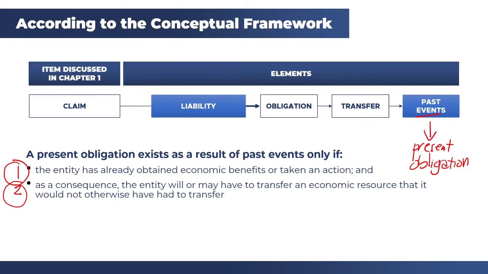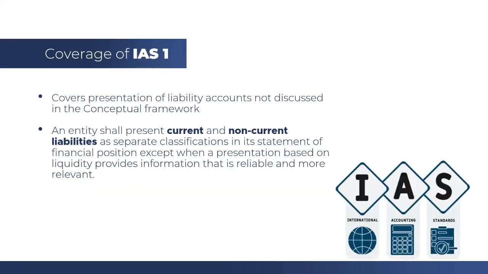You will notice some parallels within the definition of an asset, and I would like you to take advantage of that in making yourself familiar with both definitions of assets and liabilities. So now we will go to the definitions of a current and non-current liability under IAS 1. As you know, IAS 1 covers the presentation of liability accounts that are not discussed in the conceptual framework. It does not contain the definition of a liability.